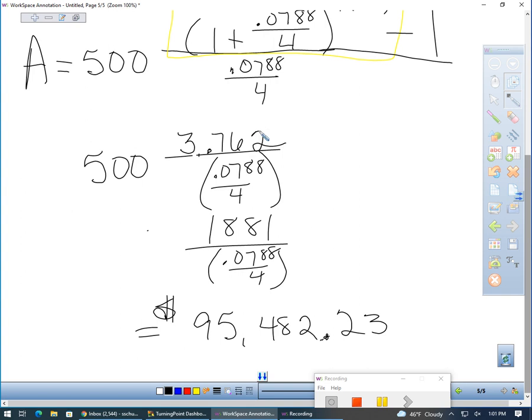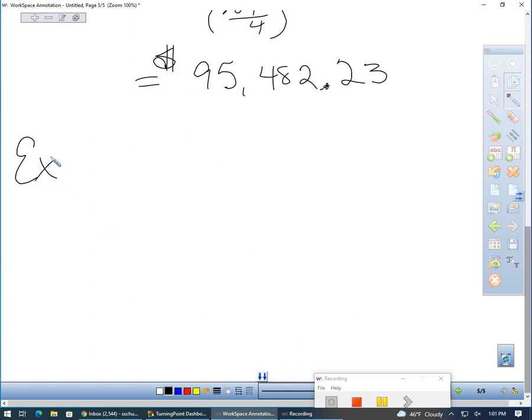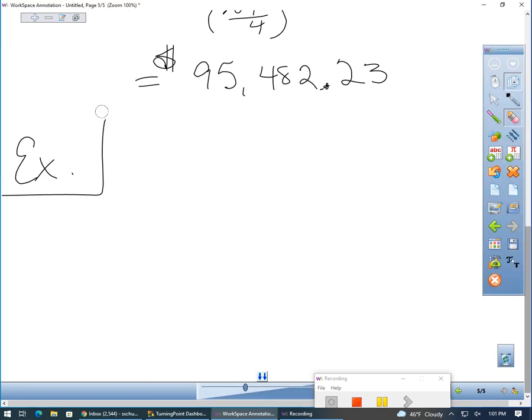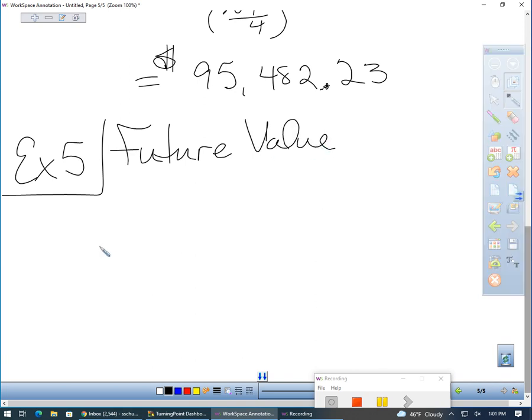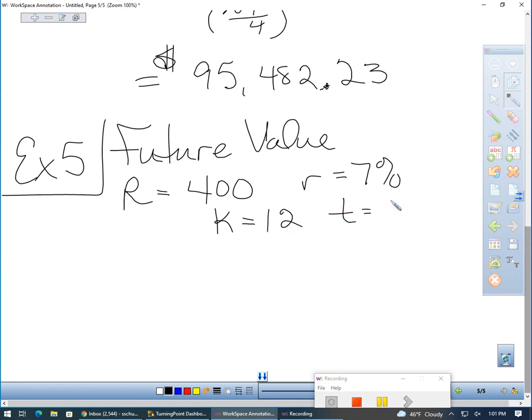Okay, I want to do one more really quickly and then we're done. All right? One last one just like this to make sure that we got this. So here is example number 5. We're still going to do future value. Let's say your R, let's go with 400 this time. Let's say your lowercase r, your rate, is 7%. Let's go K equals 12 and T equals 5.